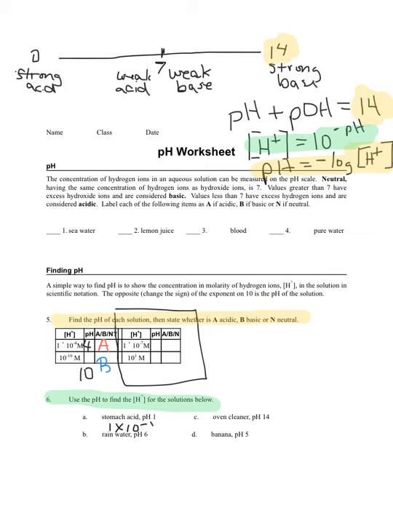Let's take a look at B. Rainwater has a pH of 6. And we're going to do it the same way. 1 times 10 to the negative 6. And that's it. I want you to try these out.